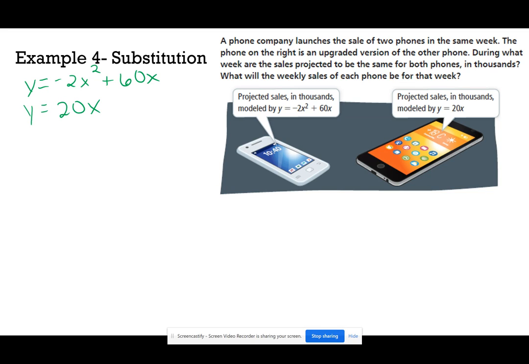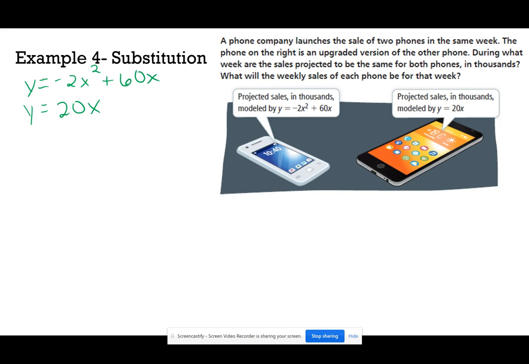Now I could do elimination like I did before. That's fine. I could line up the 60x and the 20x and subtract and do all that. But this time I'm going to use substitution. So substitution is when you replace one of your variables, so one of your variables goes away.